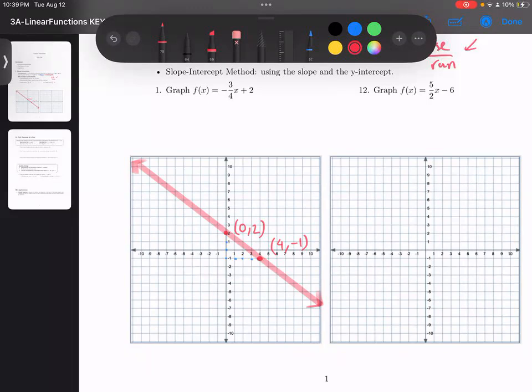Same thing with the second one. I have f of x equals 5/2 x minus 6. So first things first, I'm going to find minus 6. That's my y-intercept. And then this is a positive slope, so rise 5 units: 1, 2, 3, 4, 5. And then go over 2: 1, 2. Basically, you do it like this. I'm going to do a little zigzag so you can see where I rise and where I run. And that will be my second point. Easy peasy.